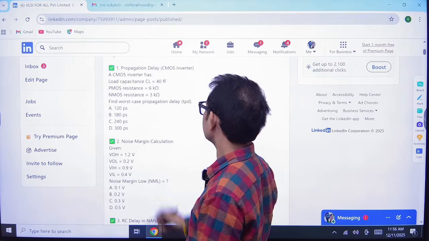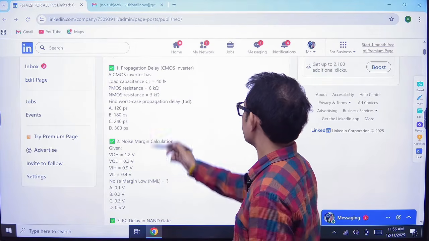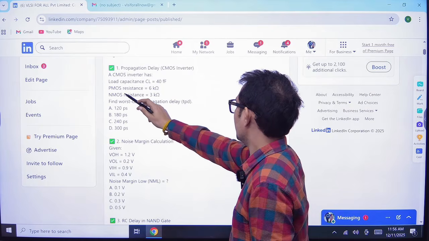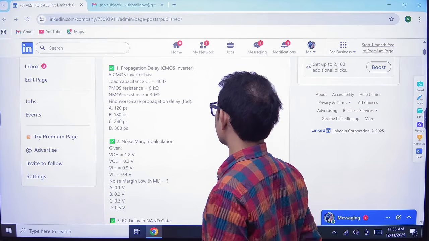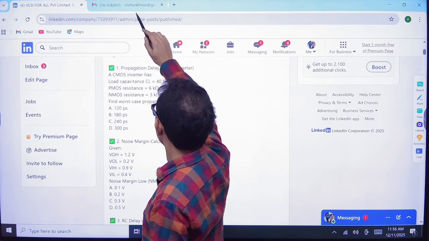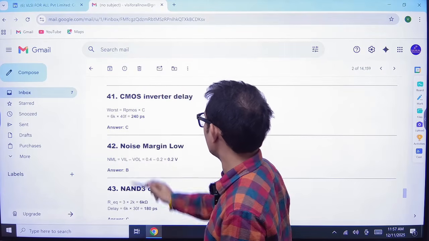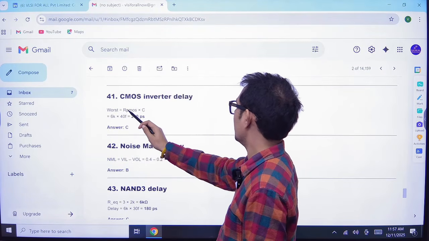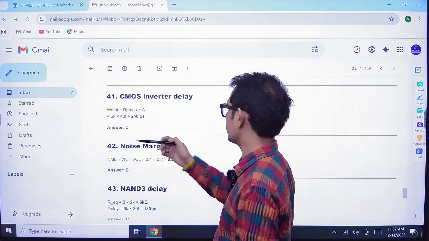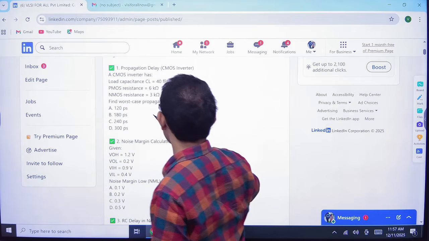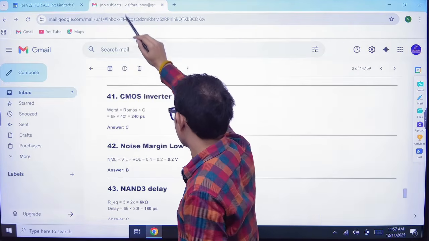We have the propagation delay. Propagation delay is the concept name here. A CMOS inverter has a load capacitor, PMOS resistor, NMOS resistor. We have to tell the worst propagation delay for this concept. So for the worst propagation delay, we have the PMOS resistor into capacitor. So the answer is this, right? You just have to multiply this with the PMOS. Yeah, the answer is C. Okay.